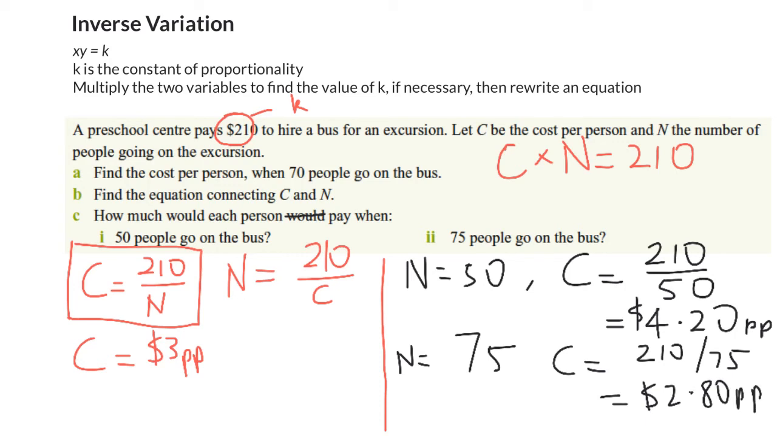Now, thinking about this practically, the scenario where I'm expecting to be the cheapest per person is where I put the most people on the bus. And the most expensive is where I put the least people on the bus, which is why 50 people costs more per person than 75 people does. Now, again, we come back to it. How much are we paying for the bus? $210. But how much is each person paying for the bus? Well, that depends on how many people are getting on the bus.